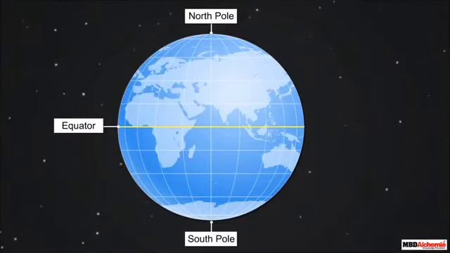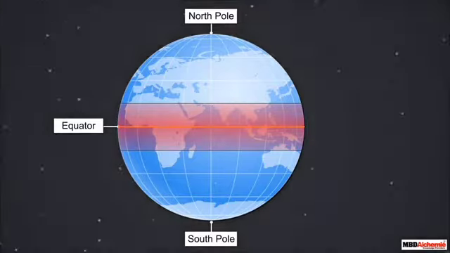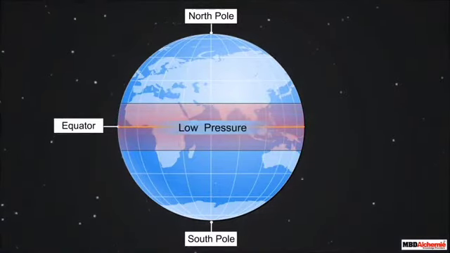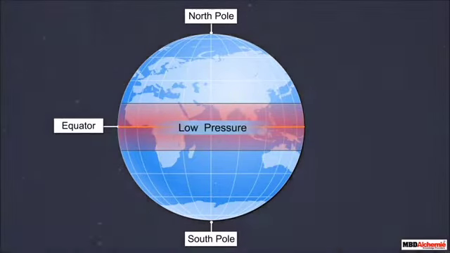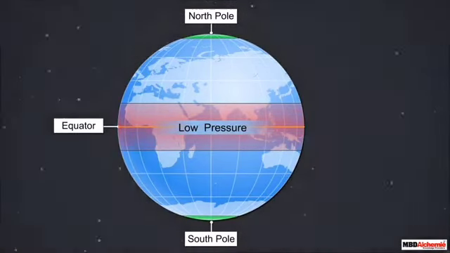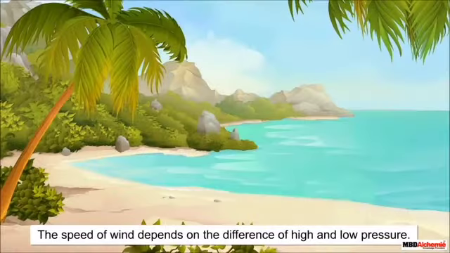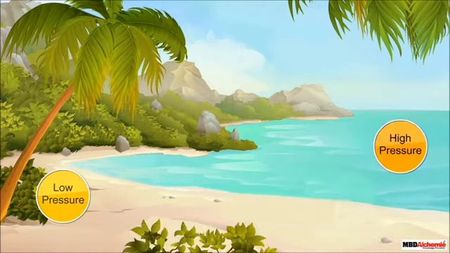The temperature controls the pressure and wind systems of any place. As we know that the equatorial region remains hot, thus the pressure of this region is always low. The hot air goes up and thus the pressure falls. On the other hand, polar regions always have high pressure due to low temperature. The speed of wind depends on the difference of high and low pressure. Wind always blows from a high-pressure area to a low-pressure area.